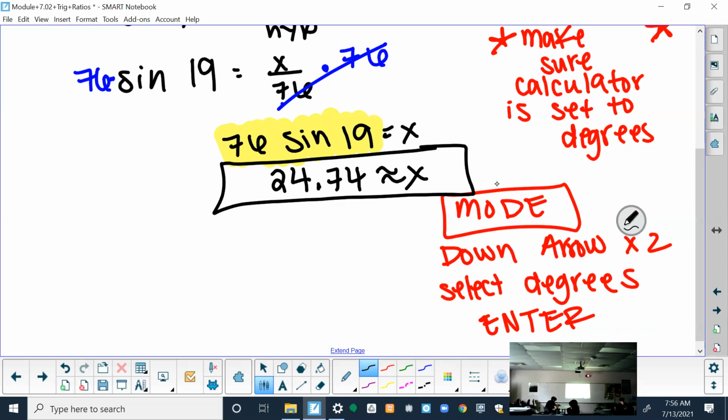All right, so to answer the question in the problem, the distance between the footpath and the rock is about 24.74 units, or yards. So it does actually give us a value. All right, questions, comments, concerns?